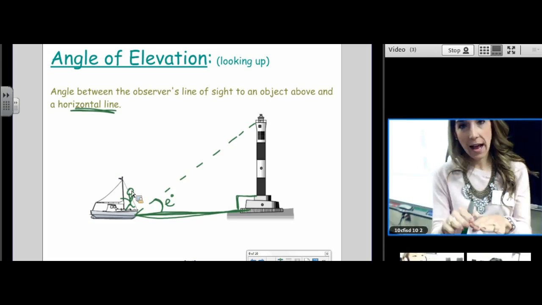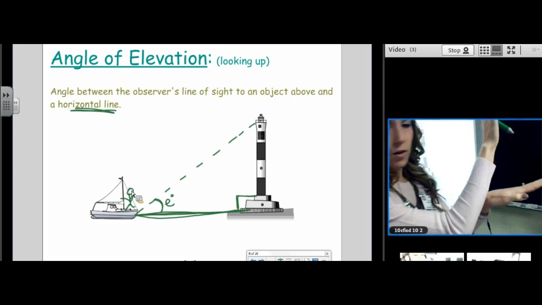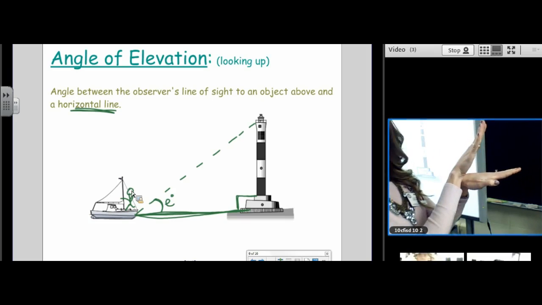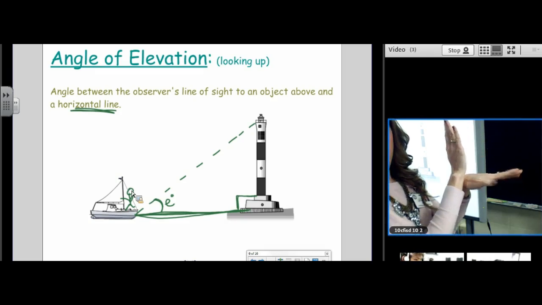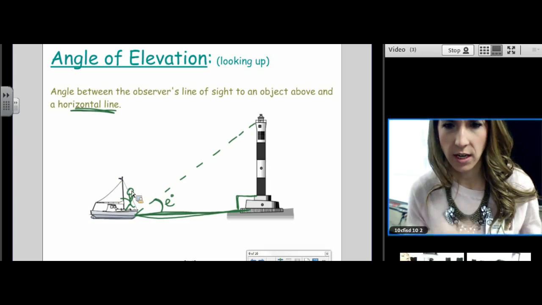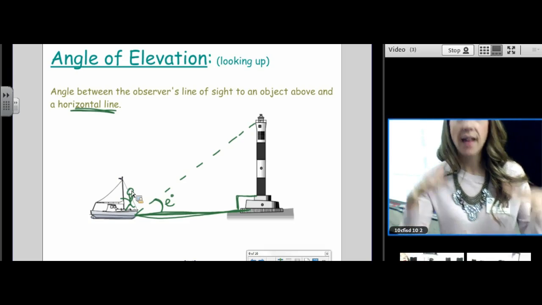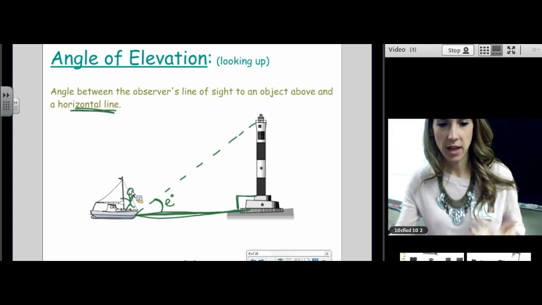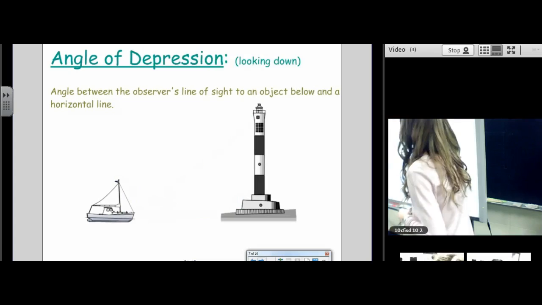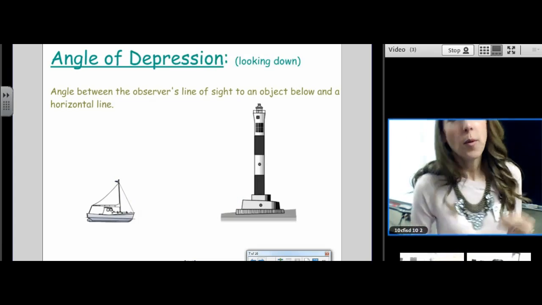It's when you're on the ground and you're looking up. It's the angle formed with the horizontal. So you have your horizontal and then you're looking up, and that's the angle of elevation. It can be narrow, or it can be large or small. Angle of elevation is when you're on the ground, you're looking up. Think elevated. You're up, looking up. Elevation.